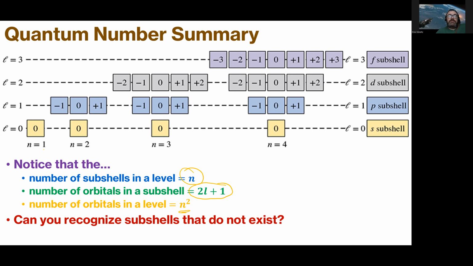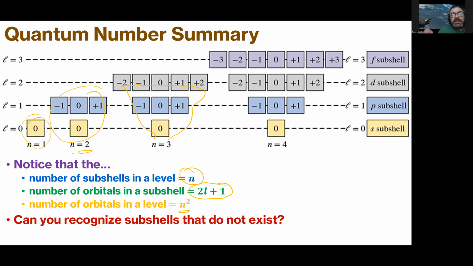Let's think through this. n equals 1, 1 squared is 1. There's 1 orbital there. n equals 2, 2 squared is 4. 1, 2, 3, 4. There's 4 orbitals there, and so on and so on. n equals 3, 3 squared is 9. 1, 2, 3, 4, 5, 6, 7, 8, 9. There's 9 orbitals there. So that does work. And remember about recognizing subshells that do not exist.